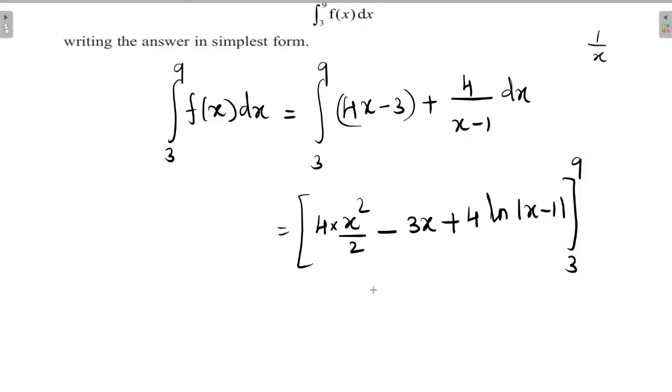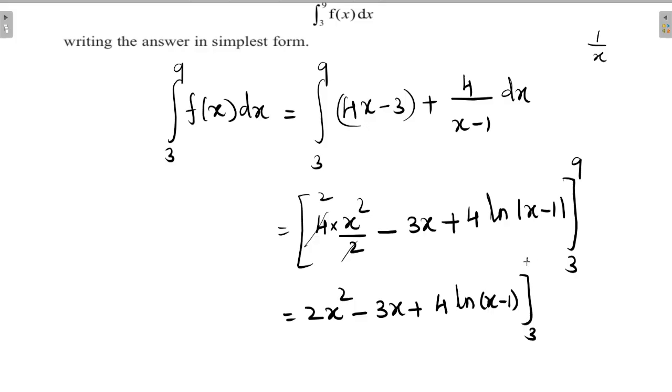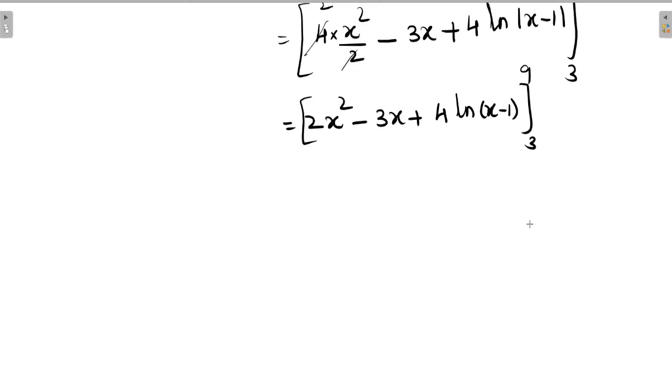Now this 4 and 2 can be cancelled. Here it is going to be 2. So the answer is 2x square minus 3x plus 4 ln of x minus 1, to the limit 3 to 9. First we substitute the upper limit and lower limit, so upper limit minus lower limit.